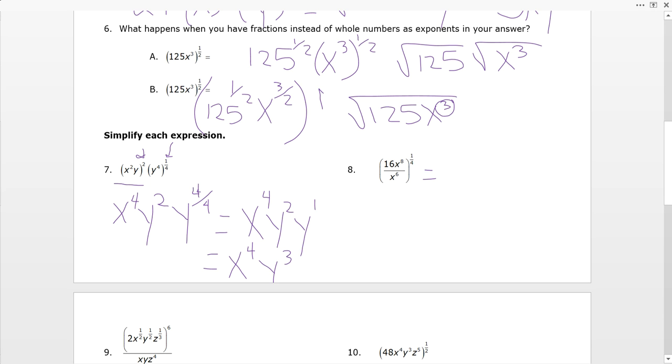Number 8 is not going to be pretty, but we'll see how far we can get. So I have 16 to the 1/4, x to the 8th divided by 4, and x to the 6th divided by 4. So I know that the 4th root of 16 is 2, because 2 times 2 is 4, times 2 is 8, times 2 is 16. So I end up with a 2. My x to the 8 over 4, 8 divided by 4 is 2.